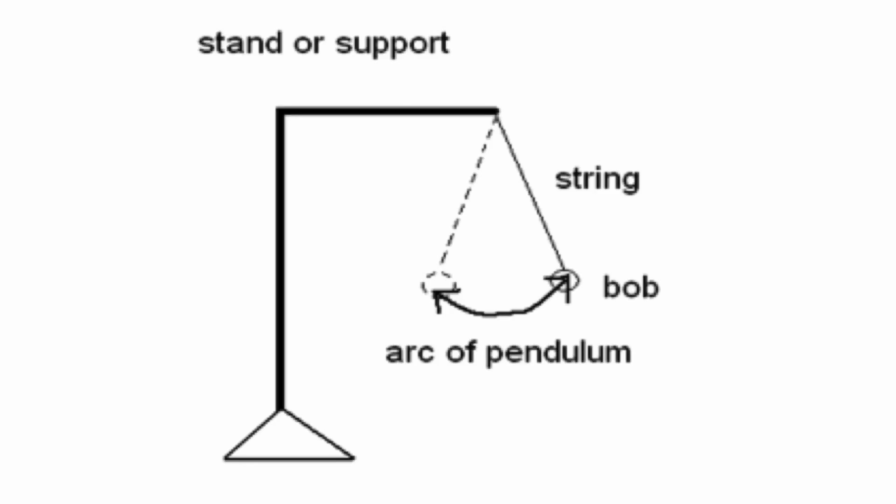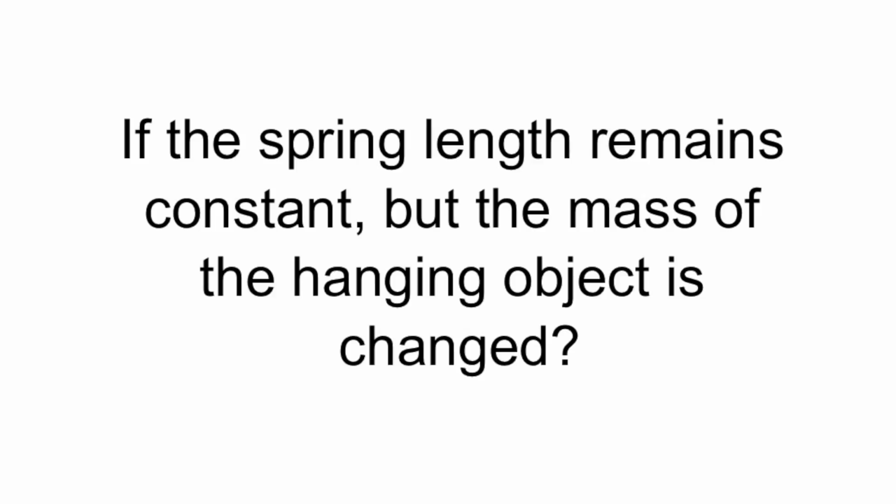For this lab, you will need a stand support, a string, a bob, and an arc of the pendulum. So let's start off. If the string length remains constant, but the mass of the hanging object is changed, what happens?